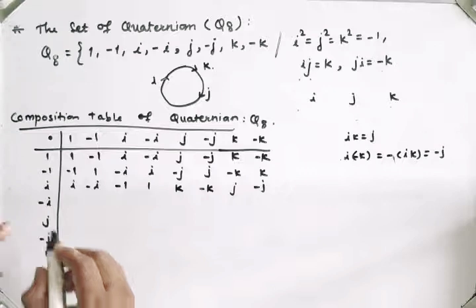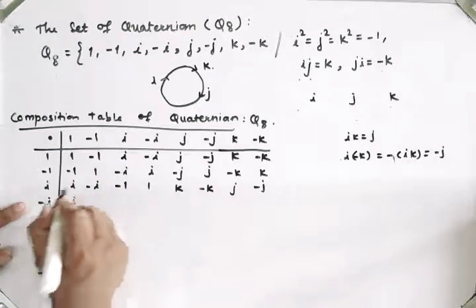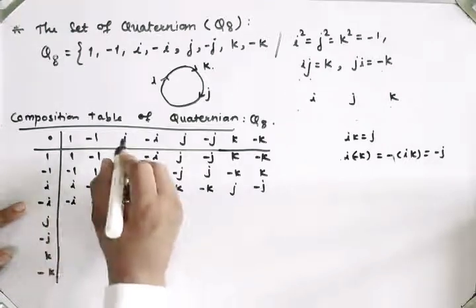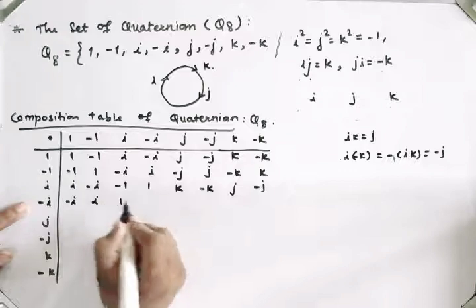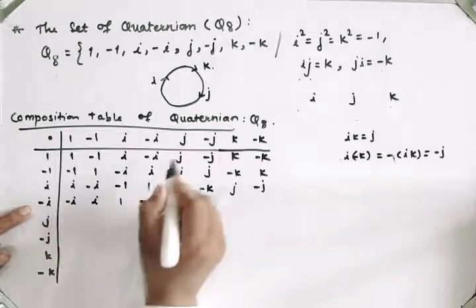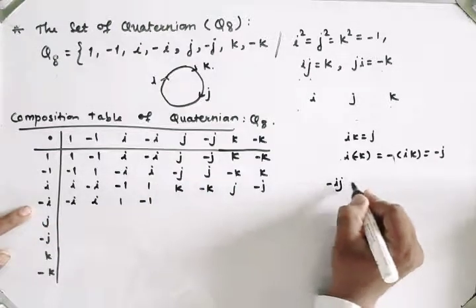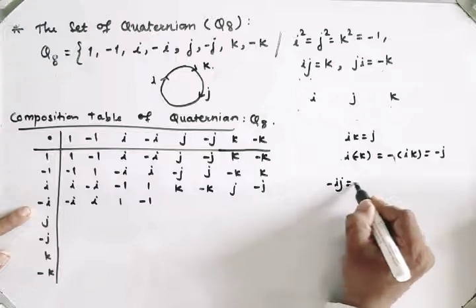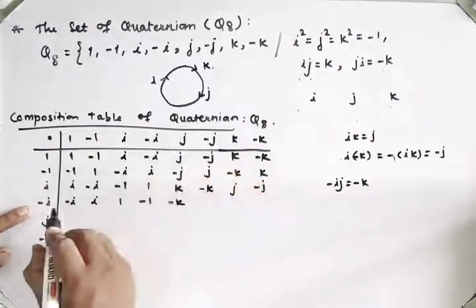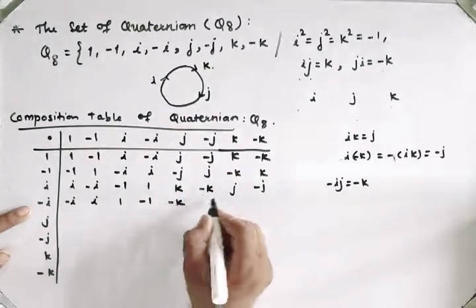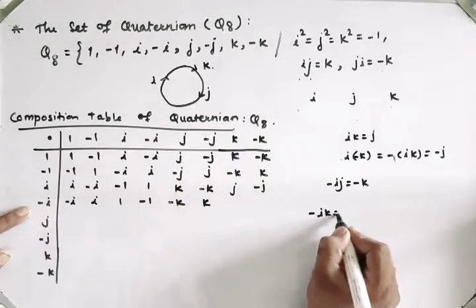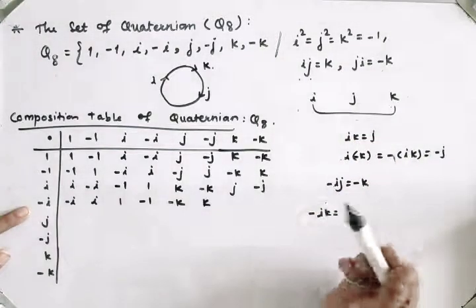So next minus i into 1, so minus i. Minus i into i, i square is minus 1, minus minus plus 1. Minus i into minus i, minus minus plus, i square is minus 1, so minus 1. Minus i into j, what is i into j, which is k, so minus k. Minus i into minus j, minus minus plus, i into j is k. Next minus i into minus k, so minus sign, i into k, which is j.